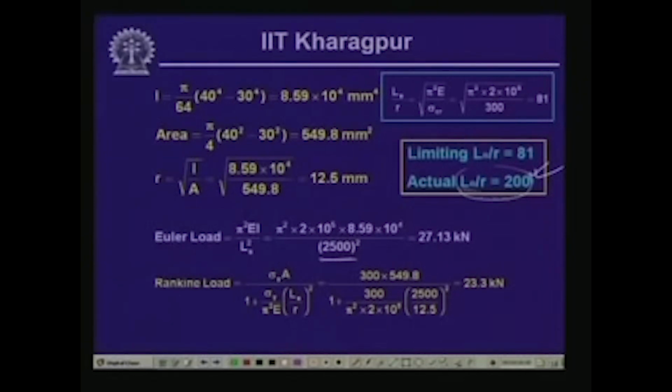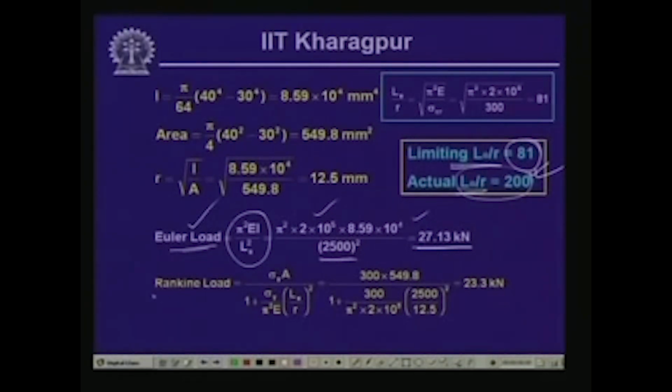Now, since this actual LE by R is higher than the limiting LE by R, we can apply Euler's critical buckling load formula for evaluating the critical load in the member. So, we have used Euler's load, which is pi square E I over L square, where E is 2 into 10 to the power 5, I is 8.59 into 10 to the power 4, and LE is 2500 because K is equal to 1. This gives us a value of 27.13 kilonewton.